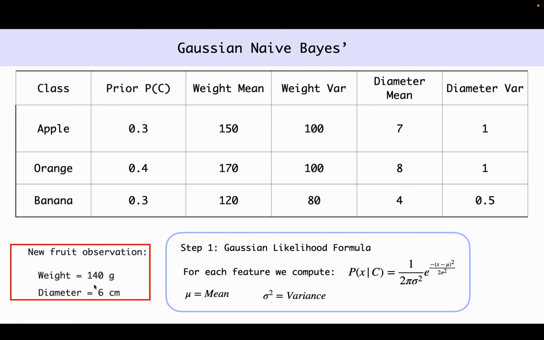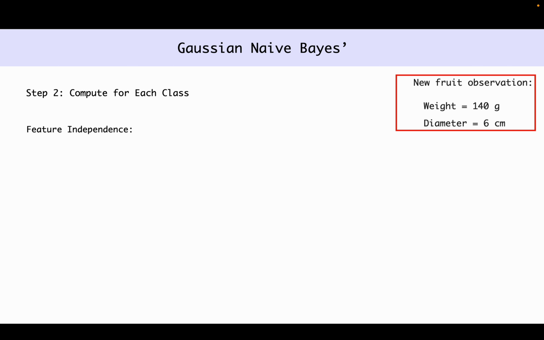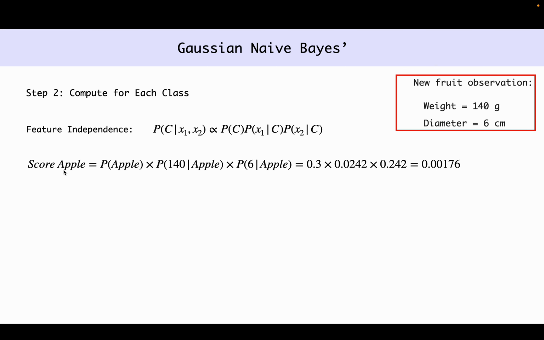So in order to do that, first we will be computing for each class the posterior probabilities, which is the multiplication of the prior probabilities and the likelihood probabilities. We know that features are independent, so they have been written as a product here. If you compute the score for apple, we will have the prior probability of apple times the probability of 140 weight given apple and the probability of 6 diameter given apple.